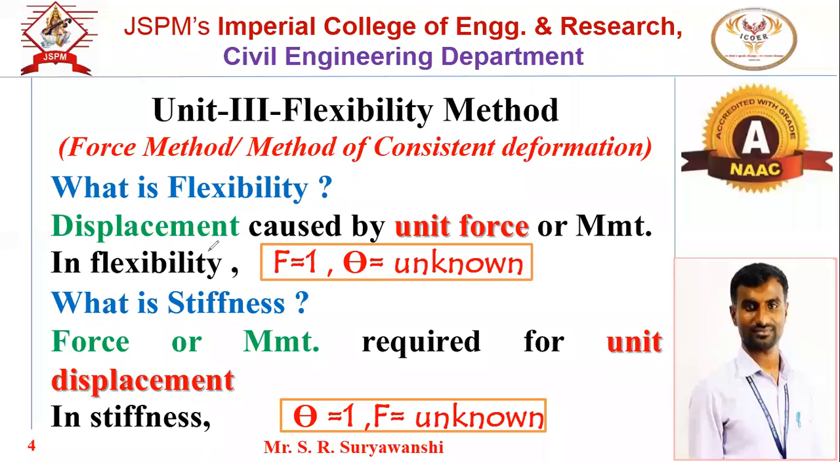Flexibility means displacement caused by unit force. So flexibility will be the displacement, suppose that is delta, caused by the unit force. Means flexibility is given by delta by P. Understand, flexibility is given by delta by P, displacement caused by unit force. Now tell me, what is the stiffness then? If the flexibility is delta divided by P, then what will the stiffness be?